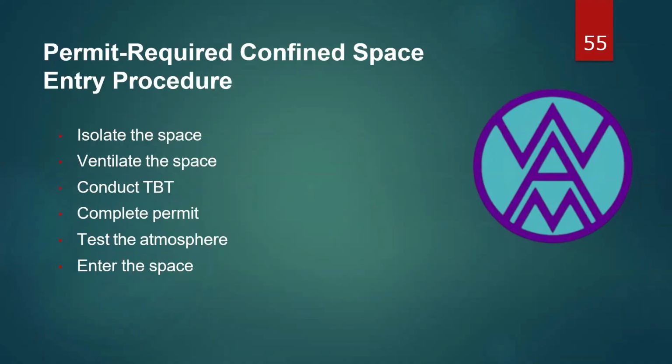In a permit required confined space, you have to isolate the space, ventilate the space, conduct a toolbox talk, and complete the permit. There should not be any missing area in the permit when you are filling it. Test the atmosphere. You must know about the atmospheric conditions. Enter the space, and you have to identify what hazards are available in that confined space.